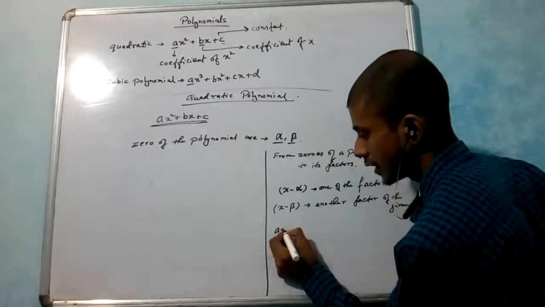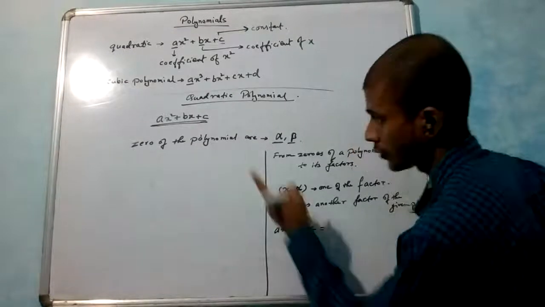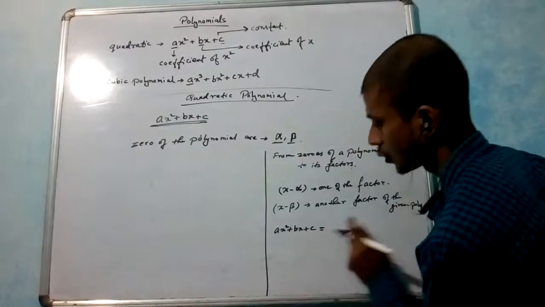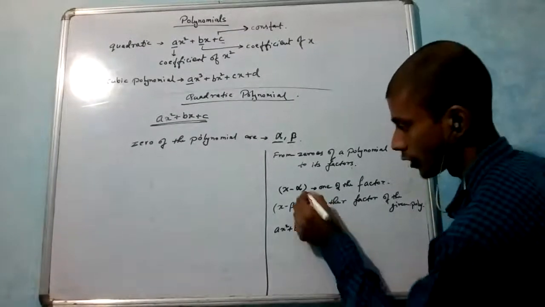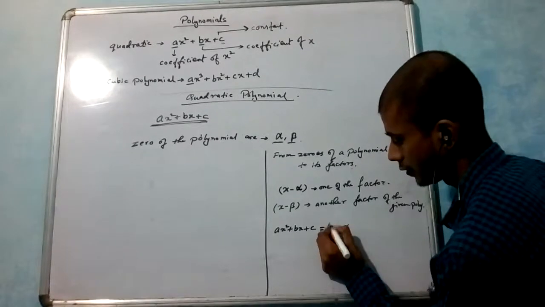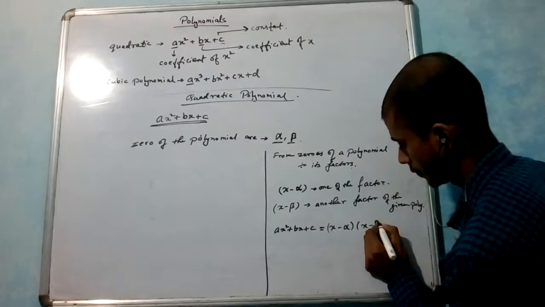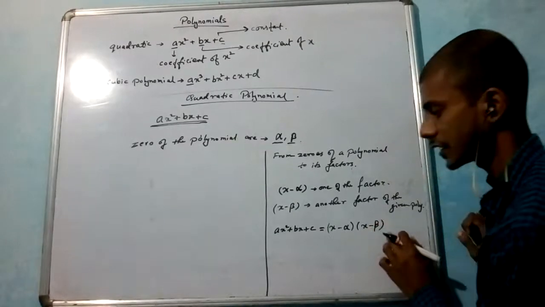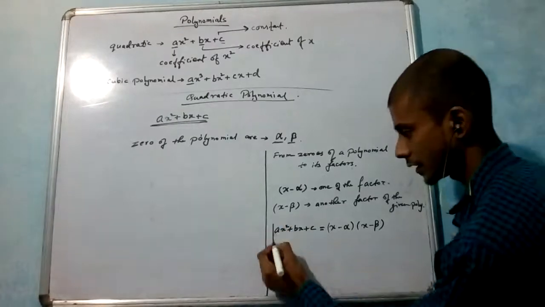So can we write this ax square plus bx plus c, which was the polynomial, equal to the multiplication of the factors? All the factors, the multiplication of all the factors, x minus alpha into x minus beta. You can write like this. Any problem in understanding this?